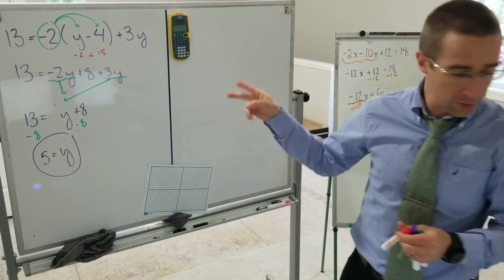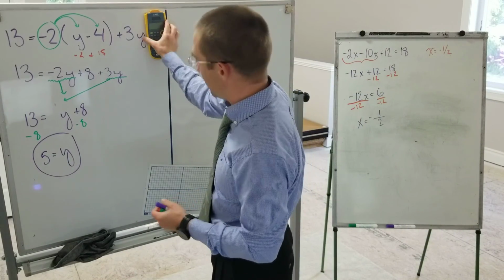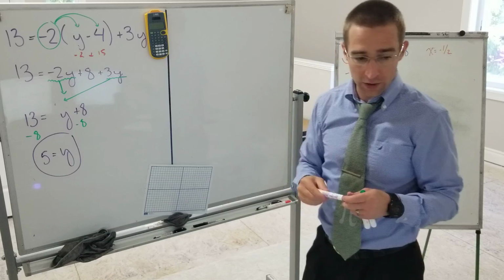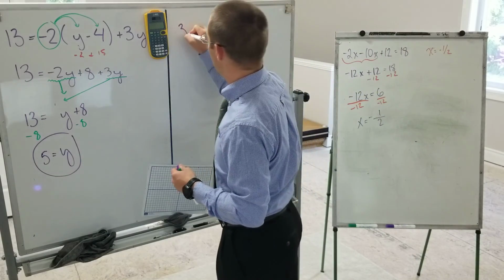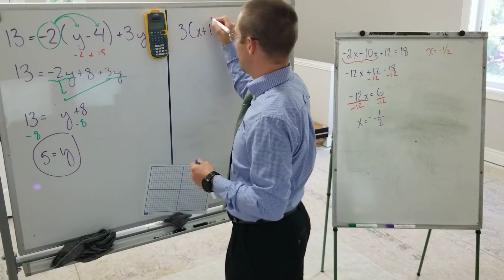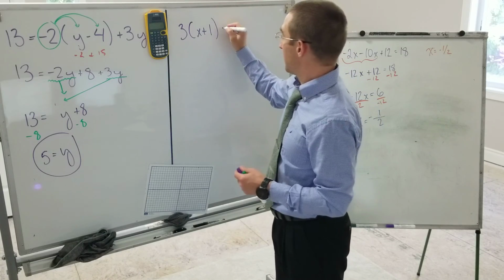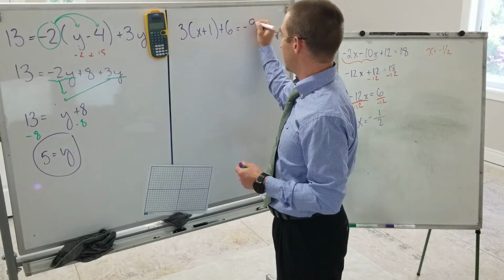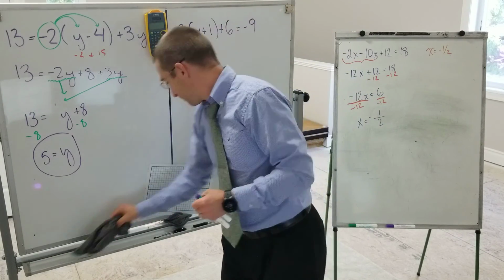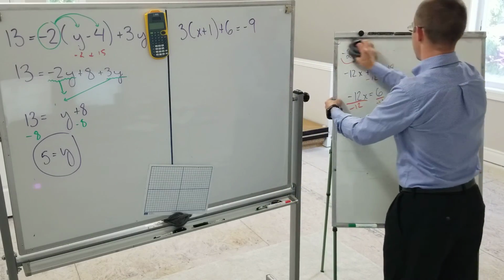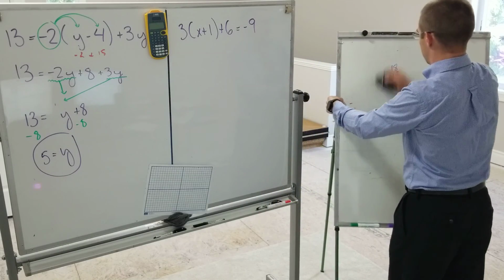Okay, I'm gonna throw 2 more problems up here just like I did before. I'm gonna have you pause the video and work on those. And then we're gonna go over them. 3 times x plus 1, quantity, plus 6 equals -9. Go ahead and try that one. And then I'll erase this and put the other one right here.